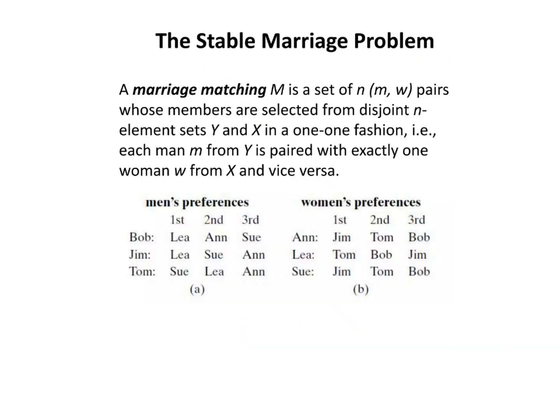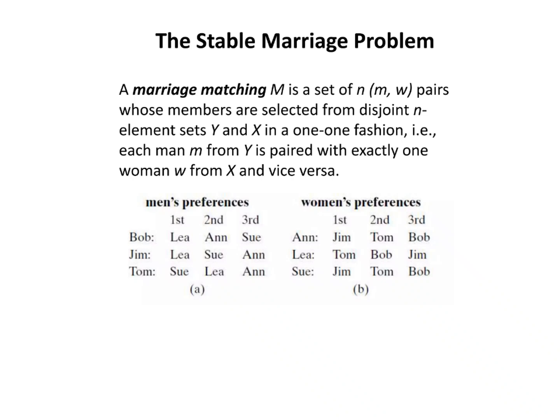So what is the stable marriage problem? It is a marriage matching problem where we are going to find a pair for men and women in a one-to-one fashion based on their preferences. So we have been given a set of preferences here, men's preferences and women's preferences. For the men we have Bob, Jim and Tom, and for the women we have Anne, Lea and Sue.